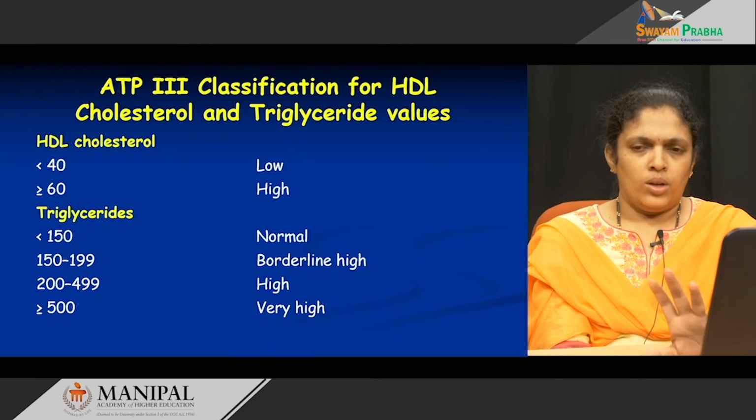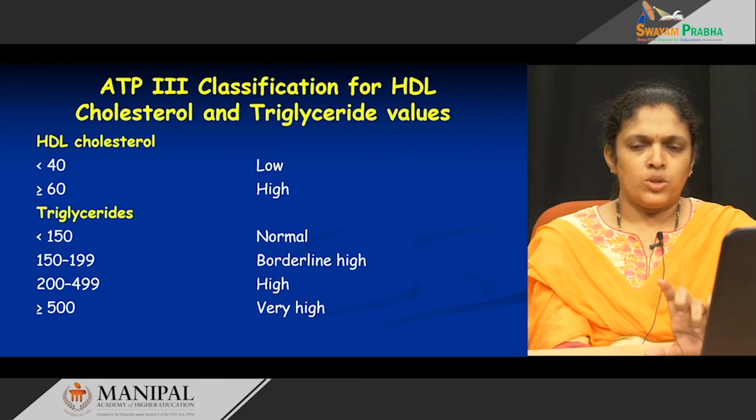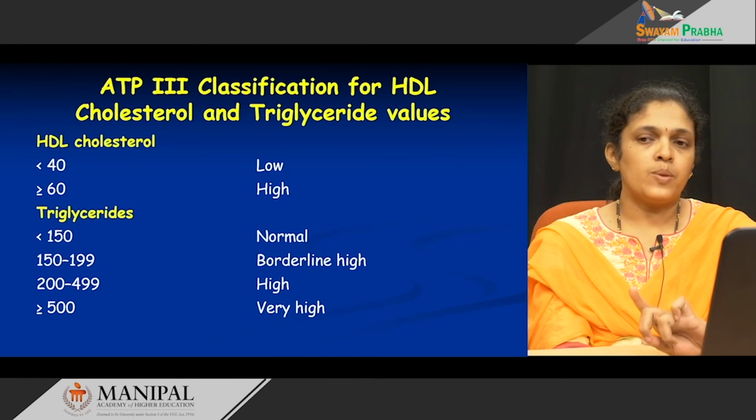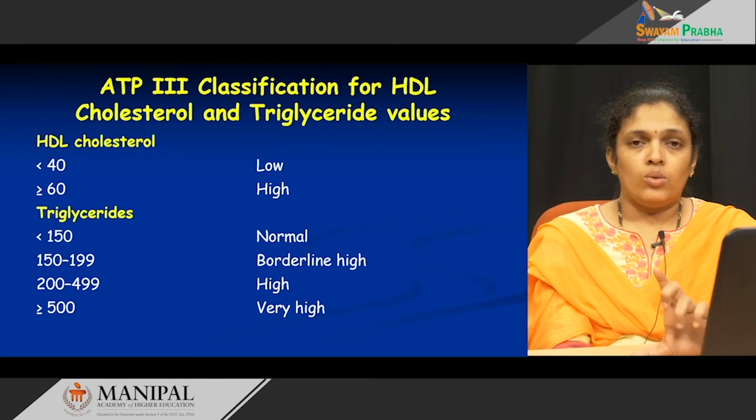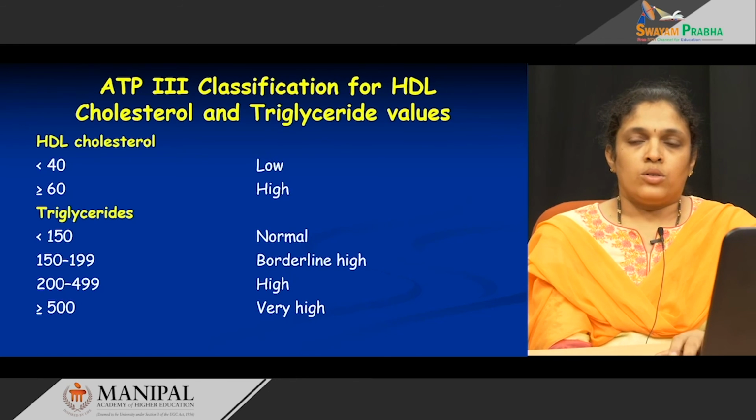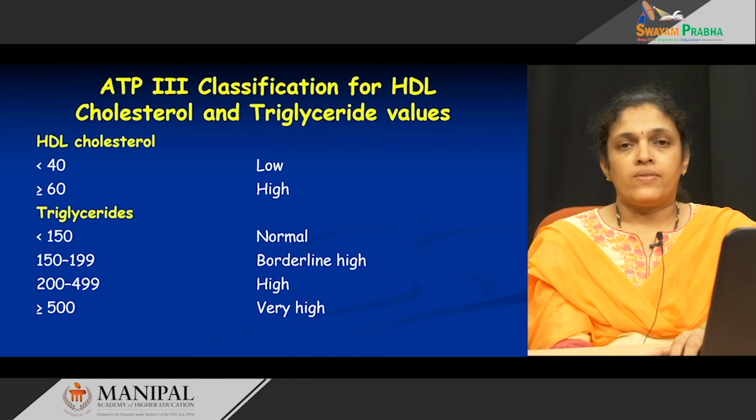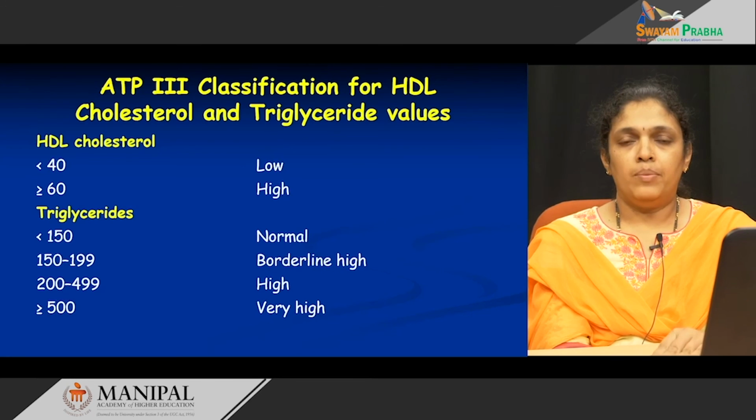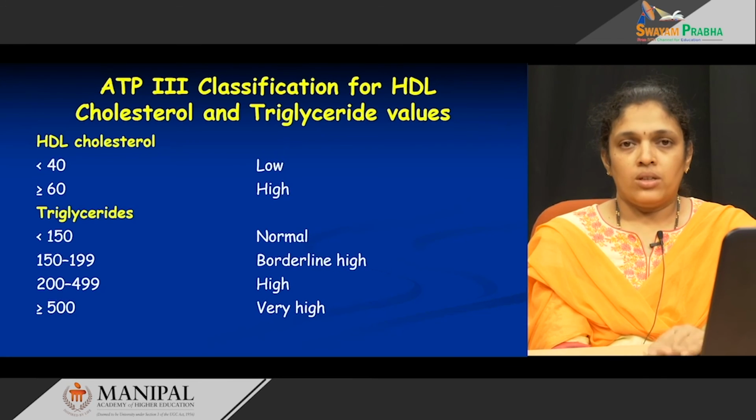In the picture that I showed initially, the sample was very milky. The milky serum appearance is because when you have a triglyceride level above 500, that is how the serum looks.